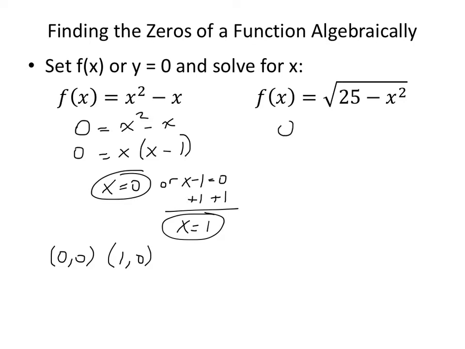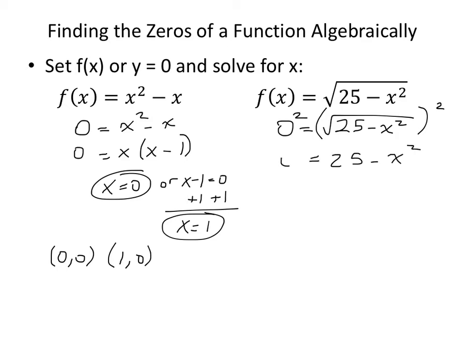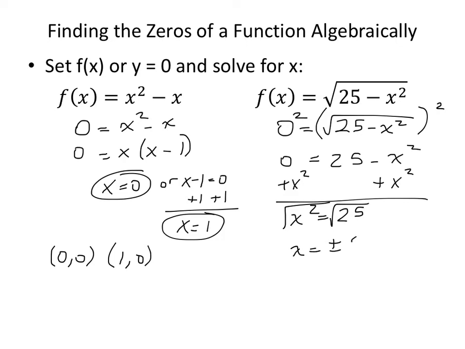Here's another example. Again, set that f of x equal to 0 and solve. In this case, I would want to square both sides, so I get 25 minus x squared, and 0 squared is just 0. I'm going to add an x squared to both sides to get x by itself, and I get x squared equals 25. Square root both sides, so I get x equals plus or minus 5. So I have two zeros here as well. I have the point (5, 0), and I have the point (-5, 0).